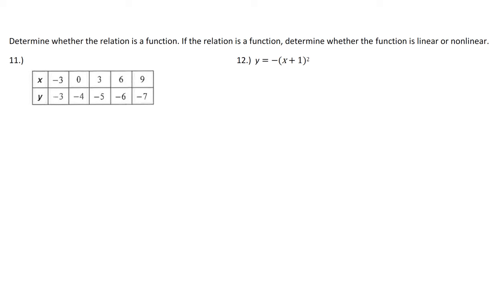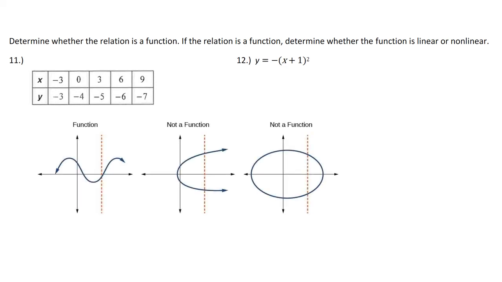And finally, for this section, for numbers 11 and 12, we need to determine whether the relation, first of all, is a function, and secondly, if it is a function, if it's linear or nonlinear. Here are some examples of functions and non-functions, and the dotted line is checking whether or not these functions pass the vertical line test. If we could shift this dotted line from left to right for the first one, wherever we were to draw the vertical line, would we cross the function once or more than once?